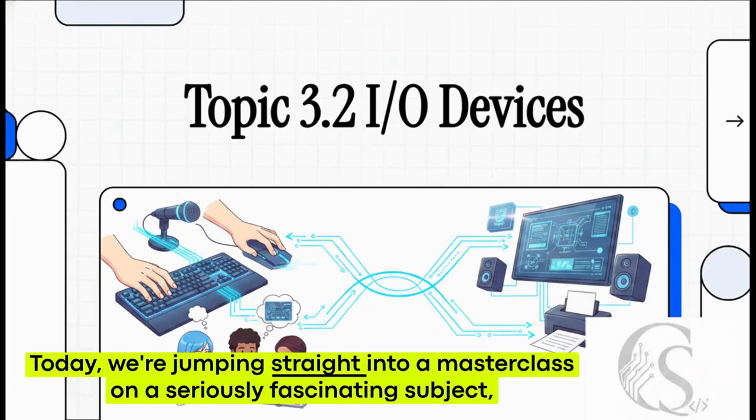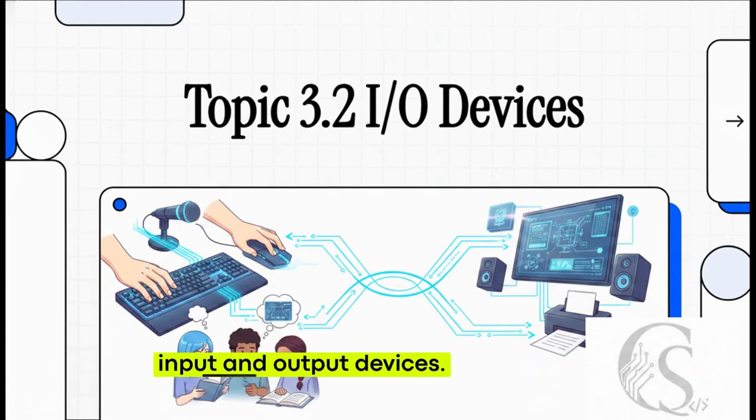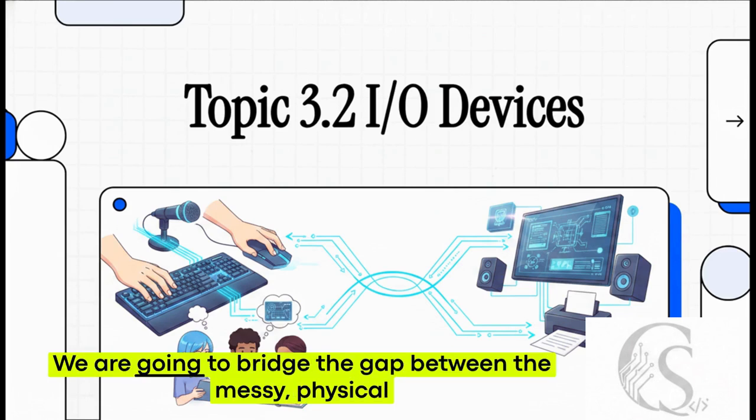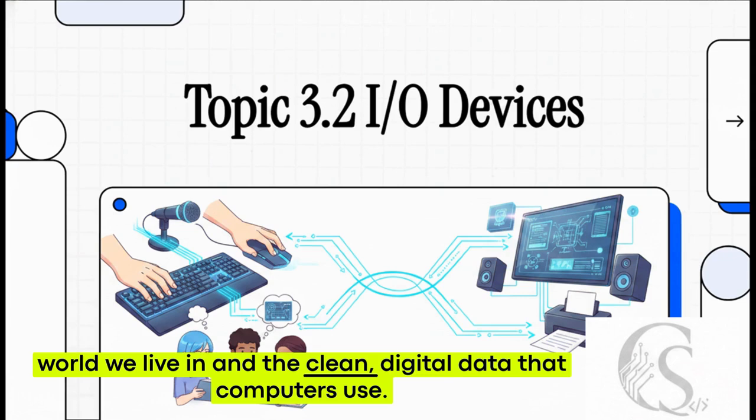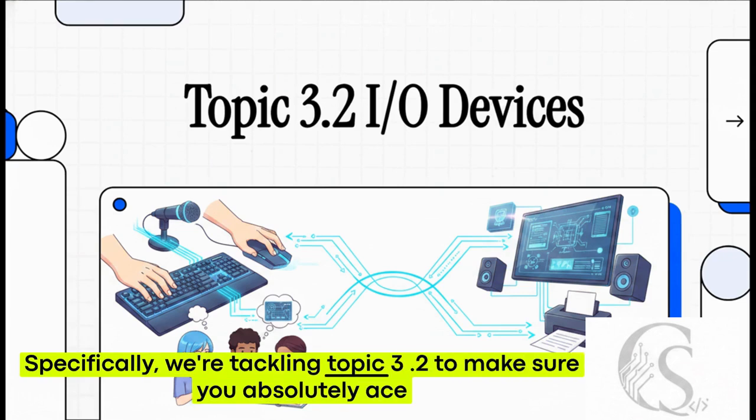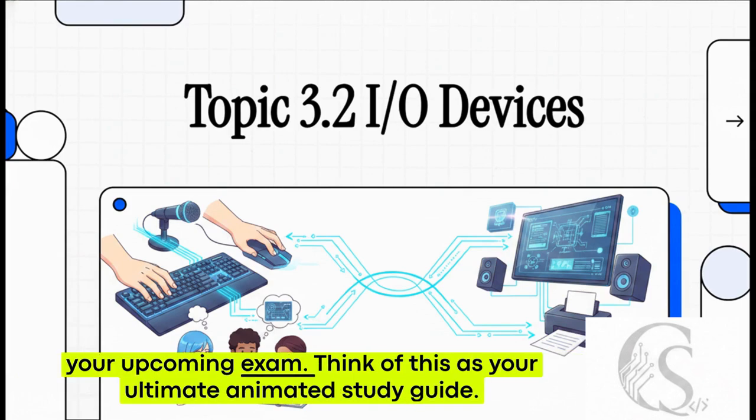Today we're jumping straight into a masterclass on a seriously fascinating subject, input and output devices. We are going to bridge the gap between the messy, physical world we live in and the clean, digital data that computers use. Specifically, we're tackling topic 3.2 to make sure you absolutely ace your upcoming exam. Think of this as your ultimate animated study guide.